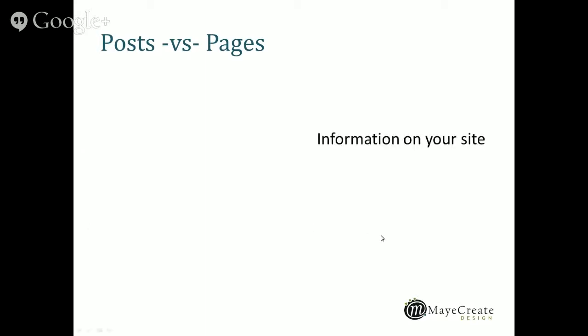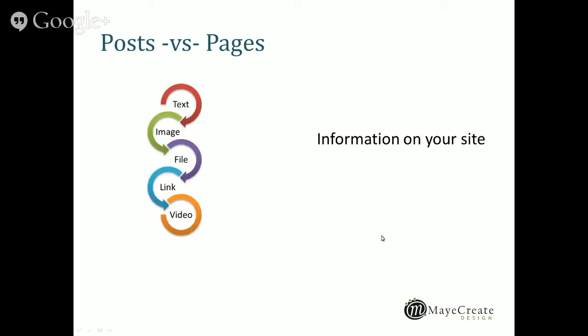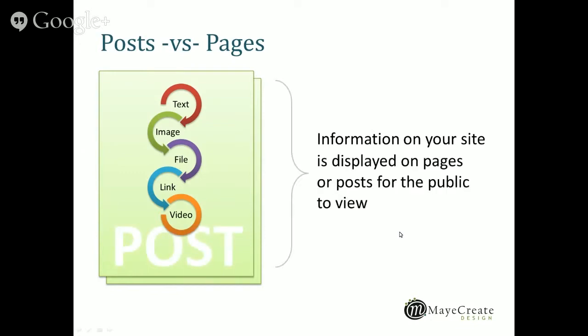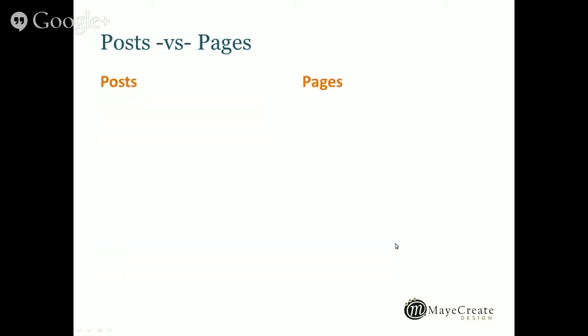So the information on our site can be comprised of all kinds of things, right? We have text, images, files, links, videos, and all of these things are grouped together on either a page or a post, so that way they can be displayed for the public to see them. So how do we decide whether we're going to put it on a page or a post? Generally, at the very beginning, whenever we talk to you, we start making that decision for you, because that's what you hired us for, right? To make this as easy as possible.